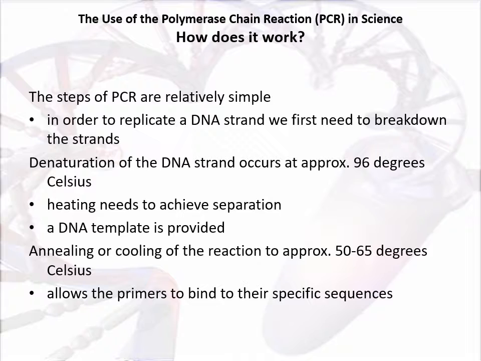denaturation of the DNA strand occurs at approximately 96 degrees Celsius, and this is where the heating needs to achieve separation of the DNA strands from each other, and provides a DNA template. The annealing, or the cooling process of the reaction, requires approximately 50 to 65 degrees Celsius, and this allows the primers to then bind to their specific sequences within the single DNA strand template.